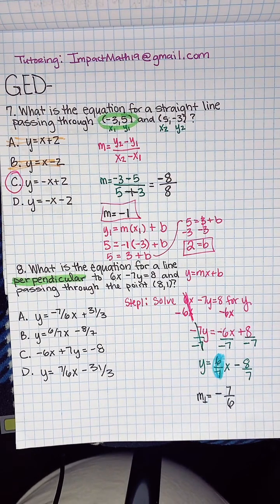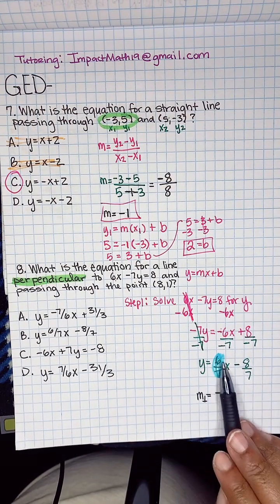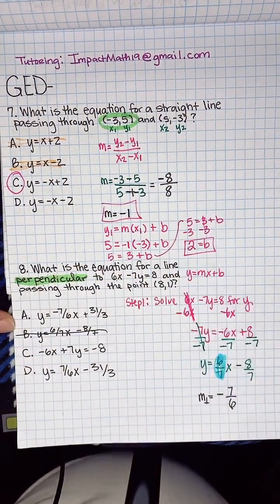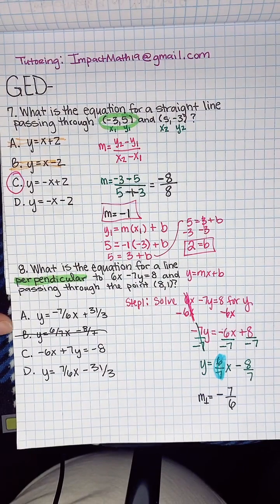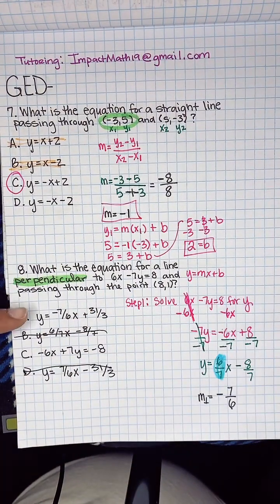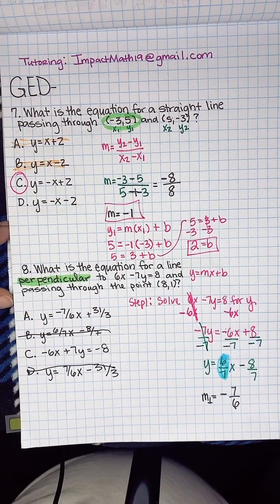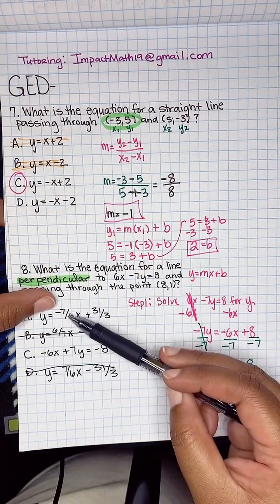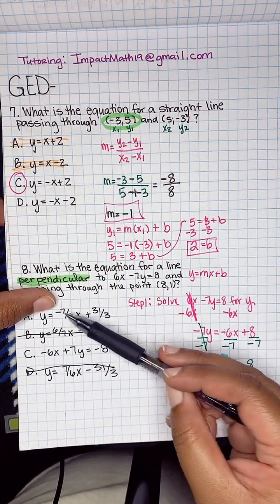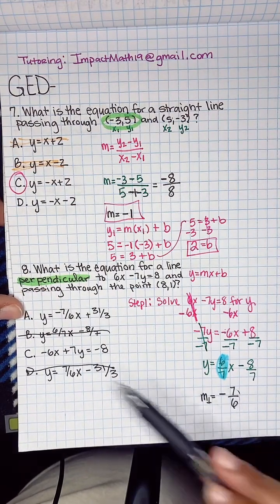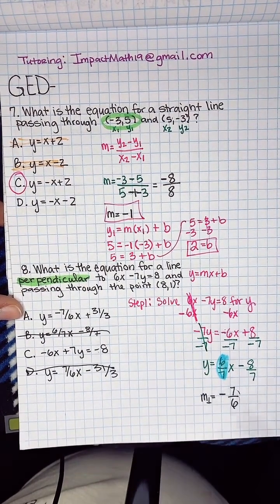So right now, I know just by saying that this is 6 over 7, that B is not an option and D is not an option. Now it's either A or C. That is my answer. Okay, because I could see clearly right here, negative 7 over 6 is the perpendicular slope. But if I solve this, this could also be.